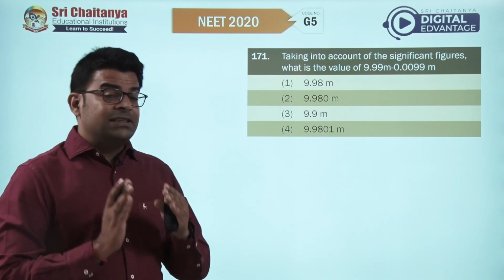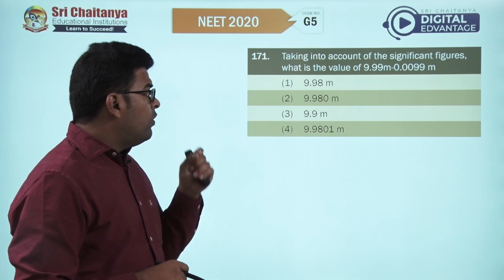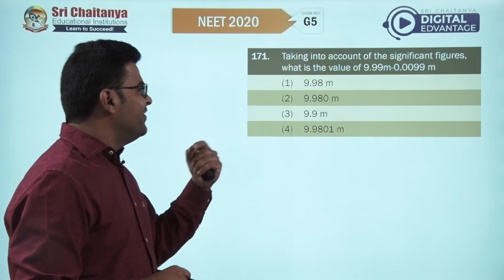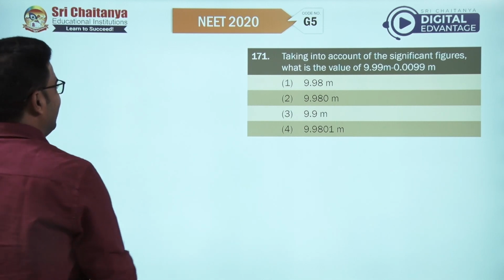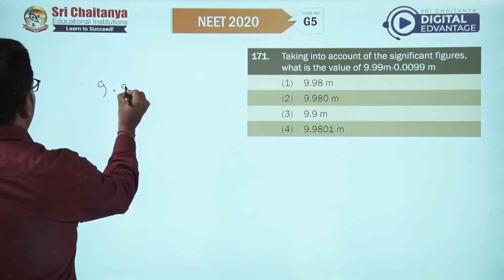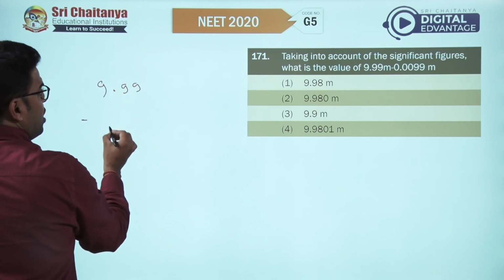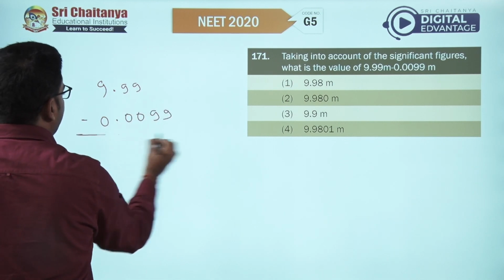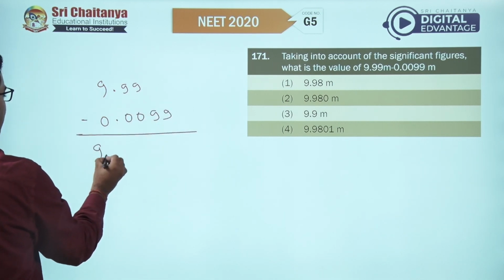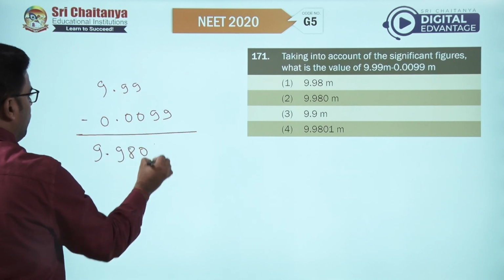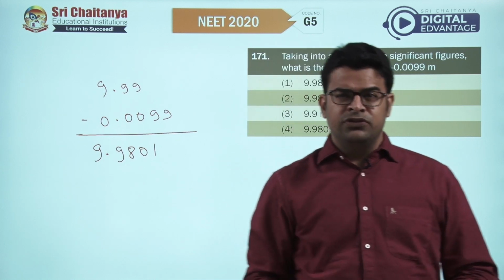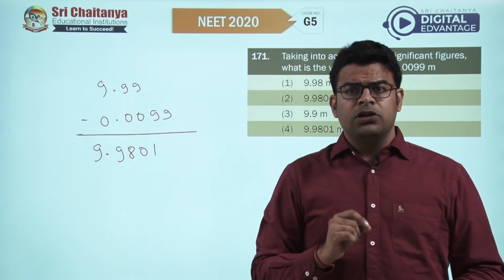Question number 171. Taking into account the significant figures, what is the value of 9.99 minus 0.0099? A simple question. So 9.99 minus 0.0099, on solving you will get this to be 9.9801. But the question is not a question of basic maths, it's a question of significant figures. We need to remember the rule here.